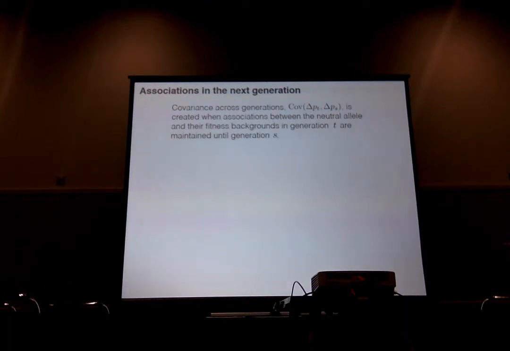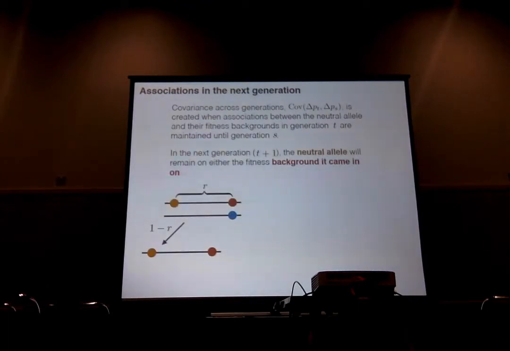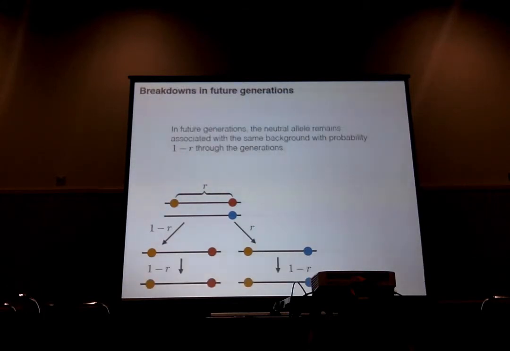So the covariances, as I mentioned, occur when some fitness associations in generation T are maintained until generation S. Using that simple single locus genetic model, we can now think about how these linkage disequilibrium statements are decreasing through time. In the next generation, the progeny of these individuals can either have neutral alleles that remain on this red fitness background, in which case there's no recombination, which happens with probability 1 minus R. Or recombination can place this neutral allele on the homologous gamete's fitness background with probability R. And then these associations, either the ones that are created in this generation or the ones that are maintained and not recombined onto this other background, contribute to this covariance if they're maintained all the way to generation S, which happens if there's no recombination, with probability 1 minus R until generation S.